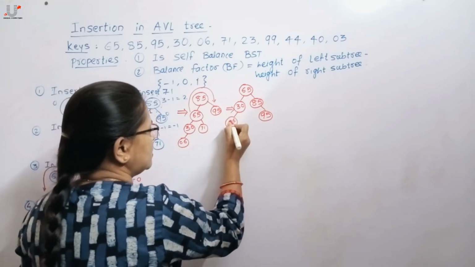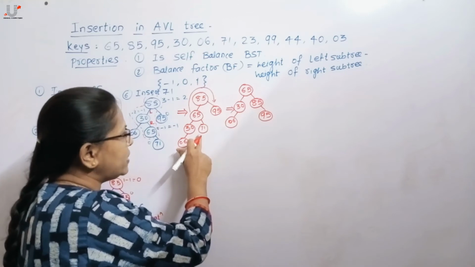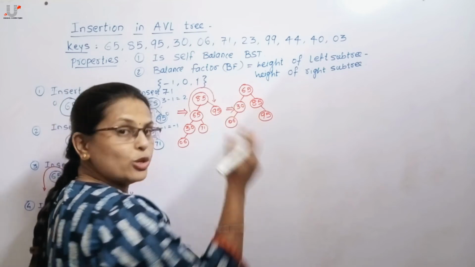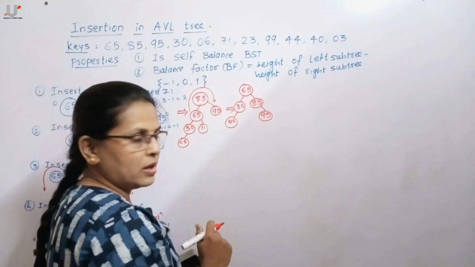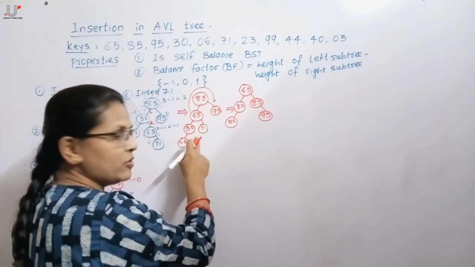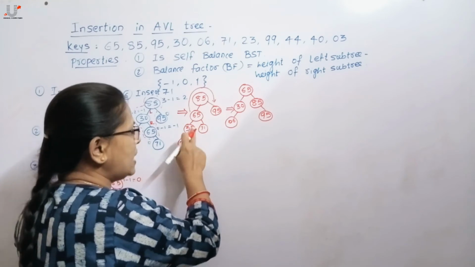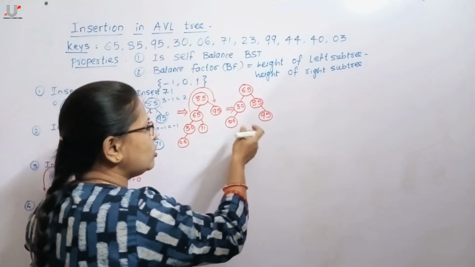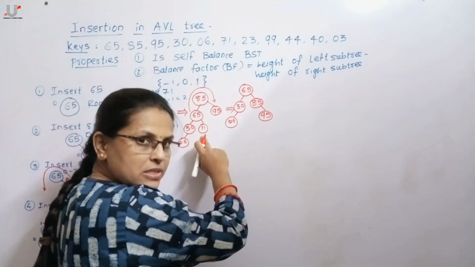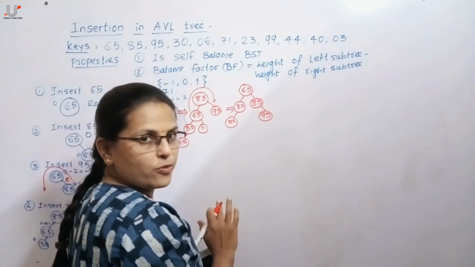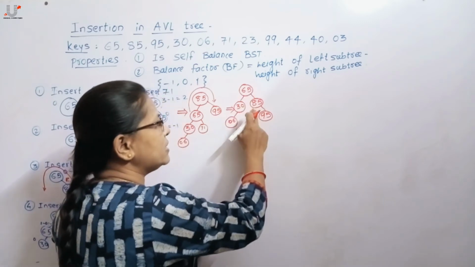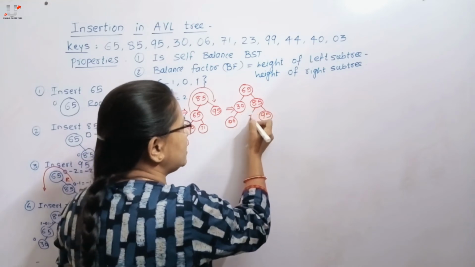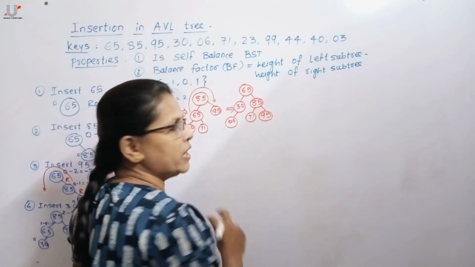Now 71. As 71 is greater than 30, it is also greater than the root node. And as in the previous step, as 71 is to the right of 65, so here also 71 gets inserted to the right of 65. Then that 71 again gets compared with 85. It is smaller than 85, so 71 gets added to the left of 85.